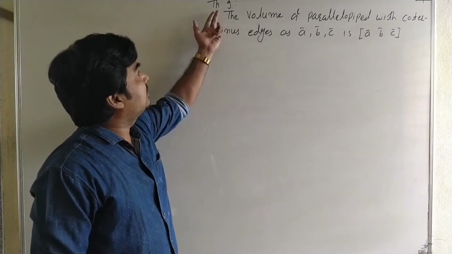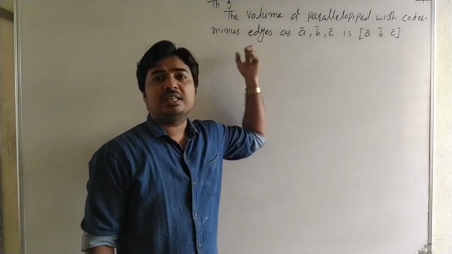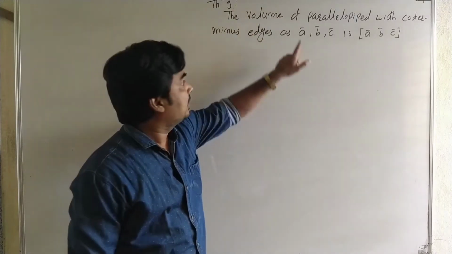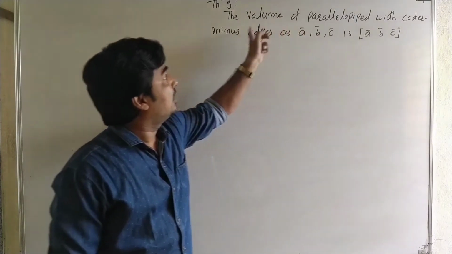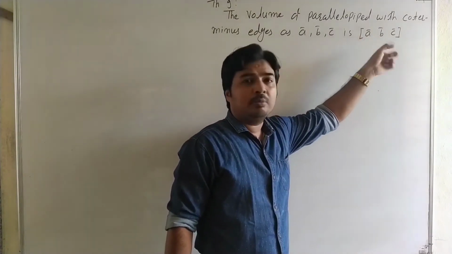Here, theorem number 9: the volume of a parallelepiped whose coterminous edges, that is the adjacent sides of a parallelepiped, are a bar, b bar and c bar, is the scalar triple product of a bar, b bar and c bar.